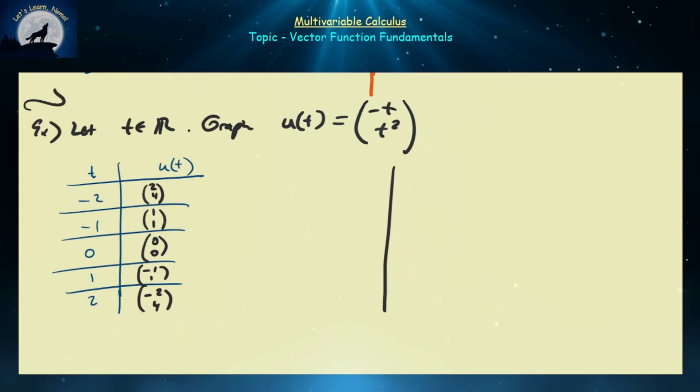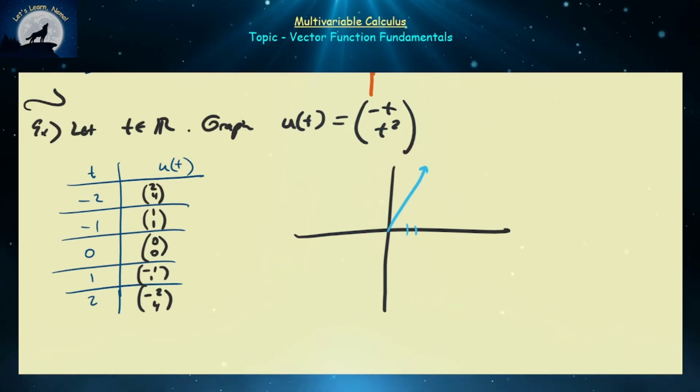So what would that look like? When t is equal to minus 2, we have the vector (-2, 4), which is going to be that vector there. And then when I plug in t is equal to minus 1, I get the (-1, 1) vector. And then when I plug in 0, I get the (0, 0) vector. When I plug in 1, I'm going to get the (1, 1) vector. And then when I plug in 2, I get the (2, 4) vector, which I guess would be right there. So how do we graph vector functions?